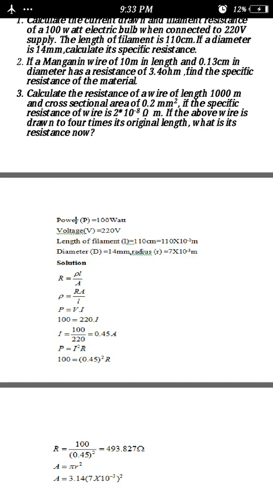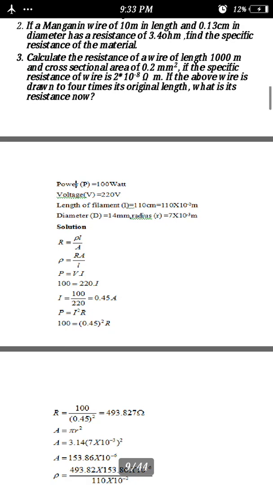Okay, the solution for this problem. Power P is equal to 100 watt and voltage V is equal to 220 volt. The length of the filament, as already said, is 110 centimeter, which is equal to 110 into 10 power minus 2 meter. The diameter is equal to 14 mm. From the diameter we calculate the radius, that is D divided by 2. So r is equal to 7 into 10 power minus 3 meter, because it is in millimeter.